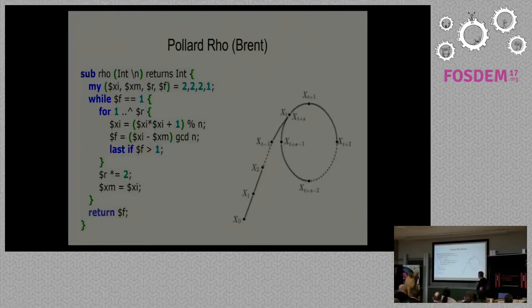The idea is we're trying to use the birthday paradox to find examples where we can find a collision. So we have two processes running, one going slow, one going fast, and the idea is when can we find an example where they correspond. And if you graph this out, somebody said, well, it looks kind of like a rho symbol, and that's why it's called Pollard's rho. And it is really, really fast at finding small factors.